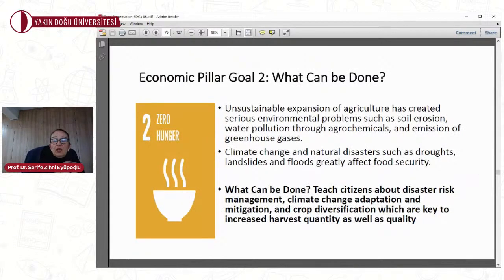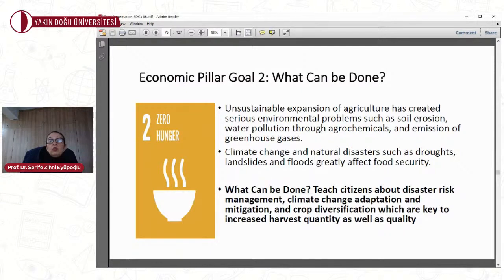Again, what can be done? Like we have already just mentioned, hunger and poverty are very related. So again, unsustainable expansion of agriculture has created serious environmental problems like soil erosion, water pollution because of the chemicals being used, and also because of the emission of greenhouse gases. Again, as a result of these, climate change and natural disasters have increased.